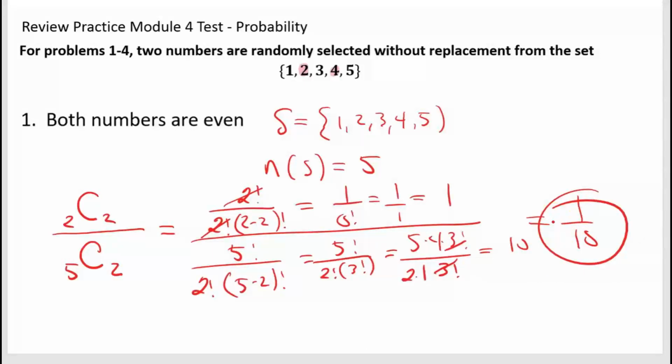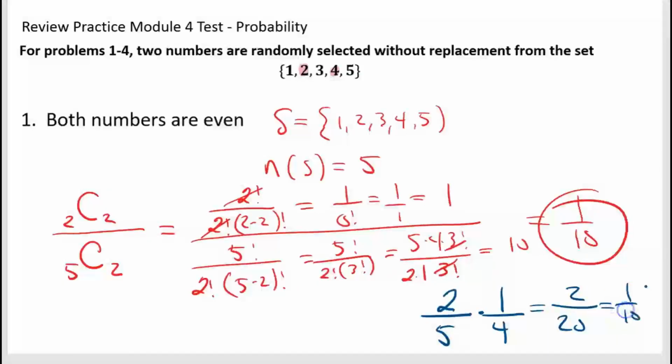All right. Now, there's another way to handle this. To me, it's a little bit easier, but it just kind of depends on how your brain's working at the time. Let's select the first even number. Now, how many do we have to choose from? Well, we have 2 even numbers to choose from out of 5 for our first draw. In our second draw, if we drew an even number, we have 1 to choose from out of 4. If I multiply 2 times 1 is 2, 5 times 4 is 20, and I reduce that, that's the same 1/10.